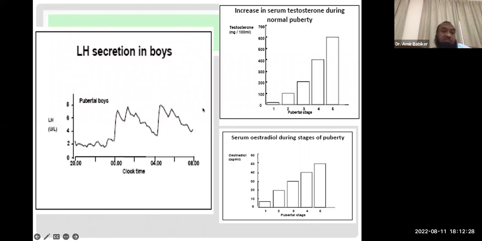And it has some surges, like this fluctuation during the day. So this is midnight and in the morning. That's why it is associated with early morning testosterone.